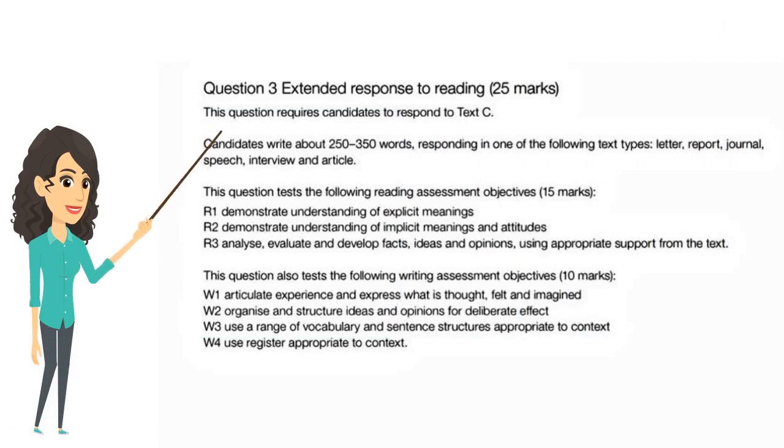Question 3 is an extended response to reading. You have to write a letter, a report, or an article, a journal, a speech, or an interview, based on text C. You have to articulate your thoughts and opinions and use appropriate language and format. This question is worth 25 marks, so you should aim to spend 10 minutes planning, 20 to 22 minutes writing, and 3 minutes proofreading your answer. This will help you use your 120 minutes effectively.